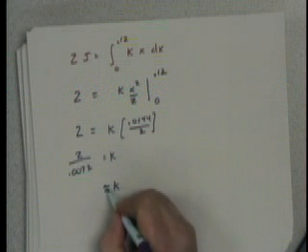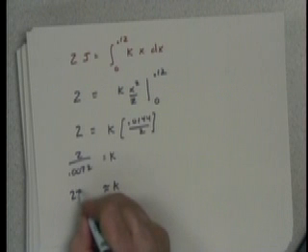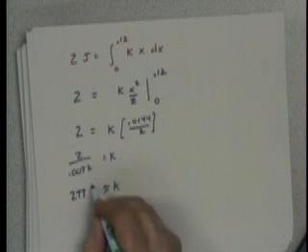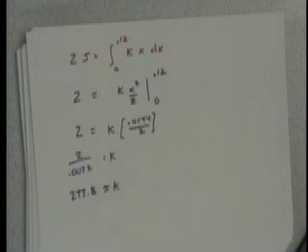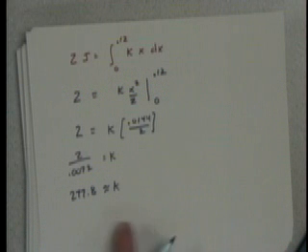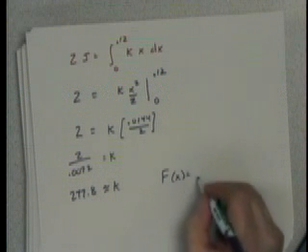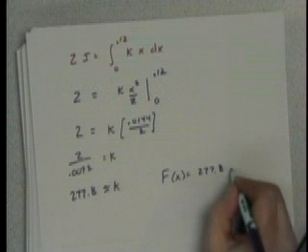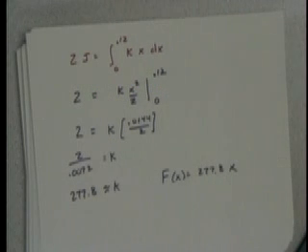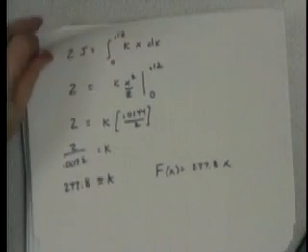Which is approximately 277.8. Okay, so now we have our spring constant. Now I know for this particular spring, f of x is 277.8 times x. Okay, are we okay with that part?